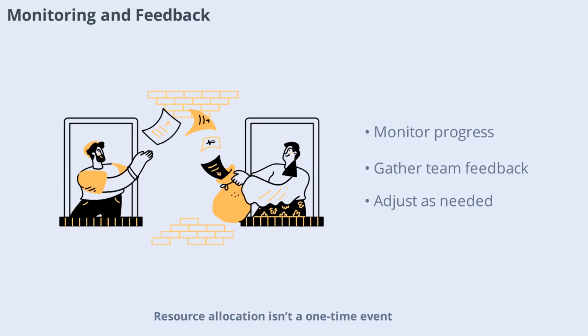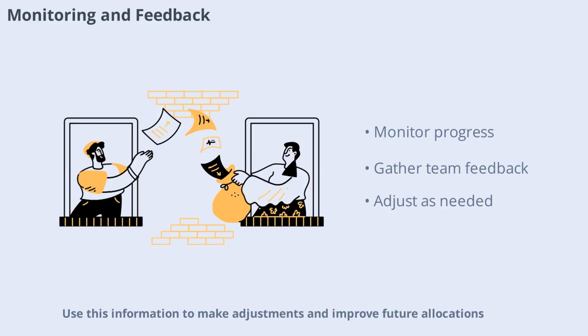Resource allocation isn't a one-time event. Monitor progress regularly and gather feedback from your team. Use this information to make adjustments and improve future allocations. Continuous monitoring helps you catch issues early and keep projects on track.